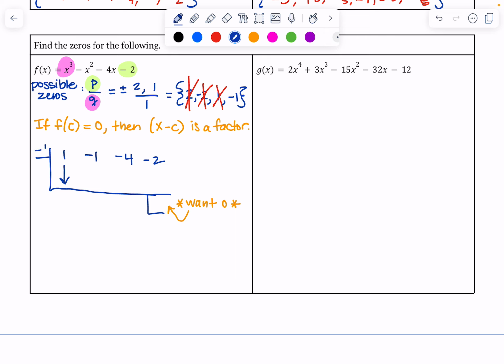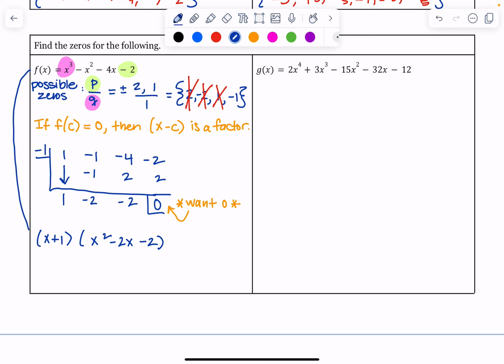So I'm going to plug in a -1 this time, bring down the leading coefficient. We're going to multiply and add, multiply and add, multiply and add. Okay, so we did get a 0 here. So what that means from that theorem that we pulled from last notes, x plus 1 times x squared minus 2x minus 2 is a factored form of f of x.